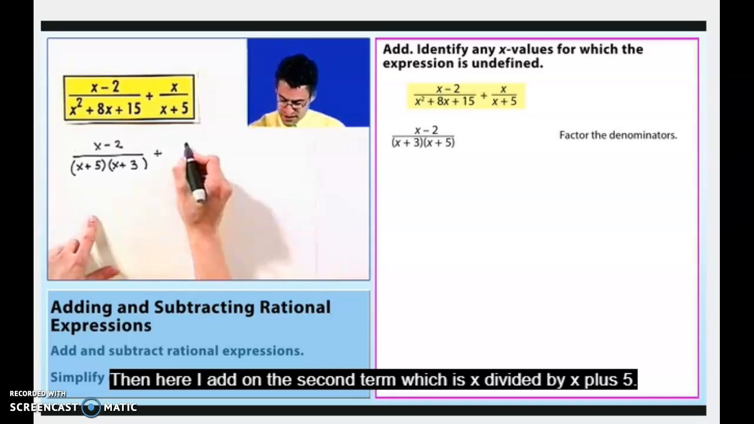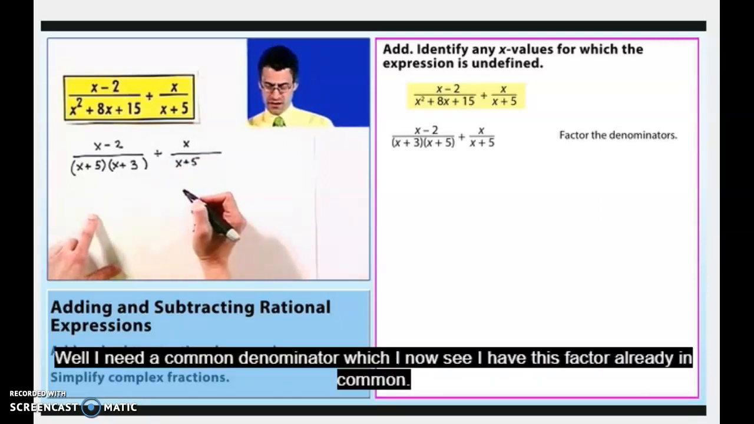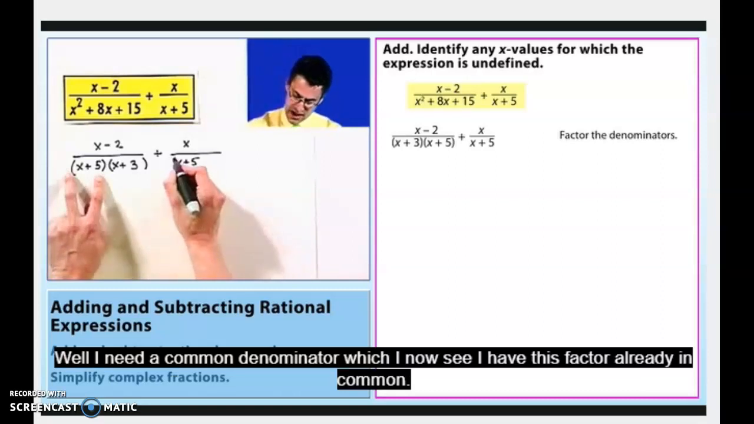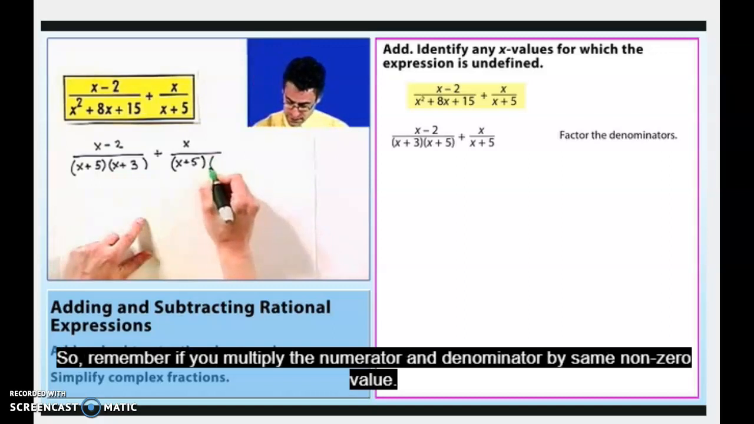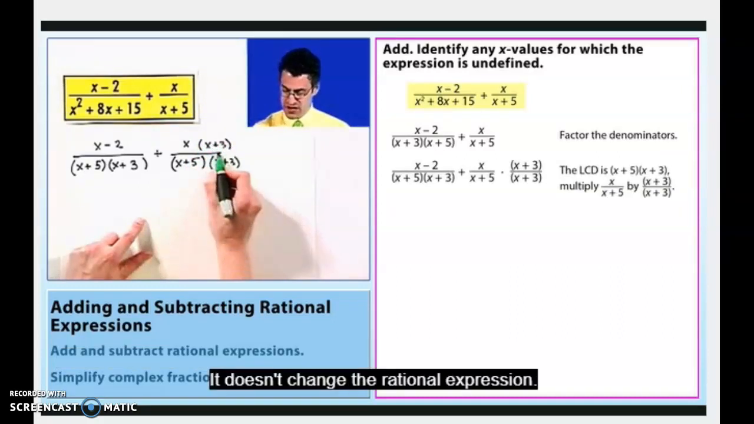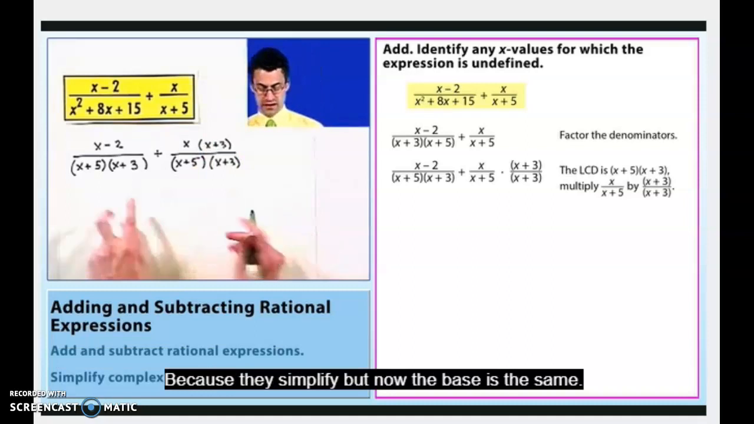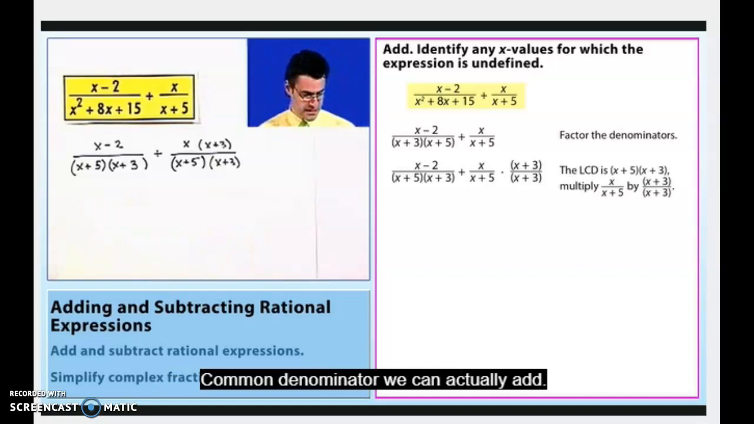The second term, which is x divided by x plus 5. Well, I need a common denominator, which I now see I have this factor already in common. So I have to multiply the numerator and denominator of this expression by this term. Remember, if you multiply the numerator and denominator by the same non-zero value, it doesn't change the rational expression because they simplify. But now the base is the same. So here we go. Common denominator, we can actually add.